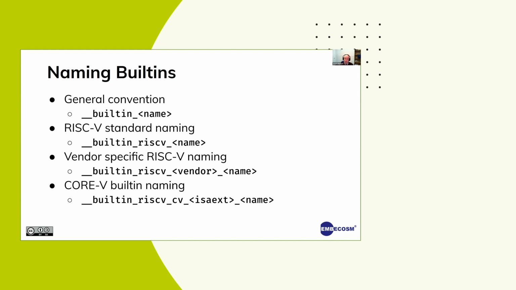Now, CORE-V has so many built-ins, we were a bit concerned that just having them all in one bunch might be confusing. So we've gone one further and we said ours is going to be called __builtin_ because they're built-ins, riscv_ because they're RISC-V, cv_ for CORE-V because they're part of the CORE-V architecture. And then we're going to subdivide them. We're going to put the name of the ISA extension. So they'll come in 8 groups for our architecture. And then at the end will be a name. Okay. So let's move on from there.